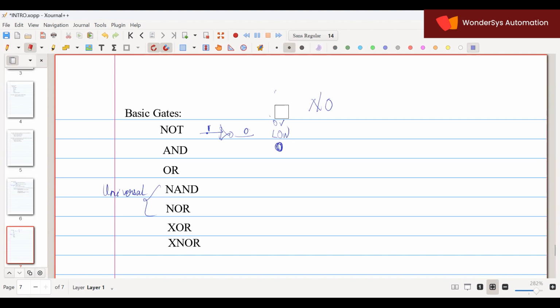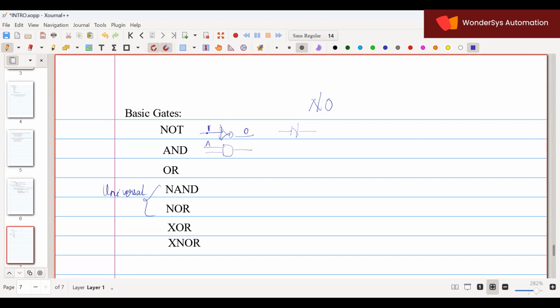So here the NOT gate will act like an NC switch. It is a single input gate. Whenever we want to use a NOT gate, we'll go for an NC contact. Okay, so now, how many inputs can we use for the AND gate?